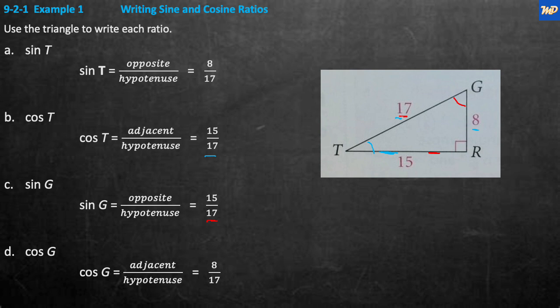The cosine of G is the side adjacent, which is the 8, and the 17, again, is the hypotenuse. So it's 8 divided by 17. Those are the 4 trigonometric functions that we can come up with on these 2 angles.